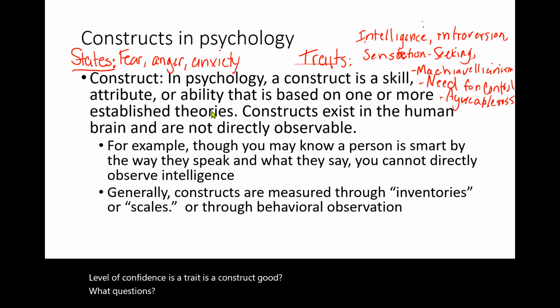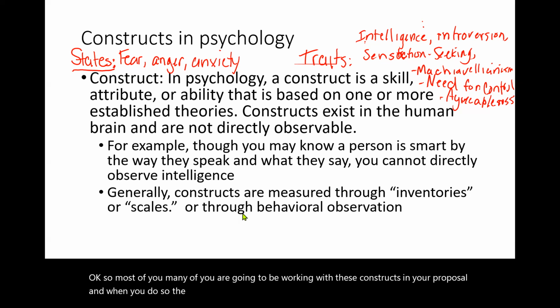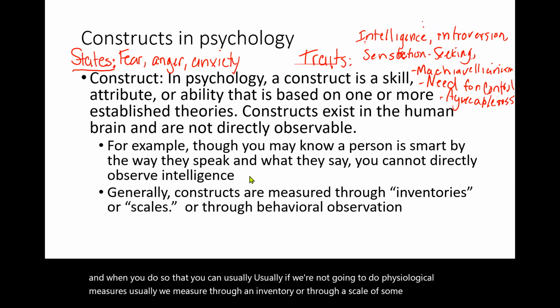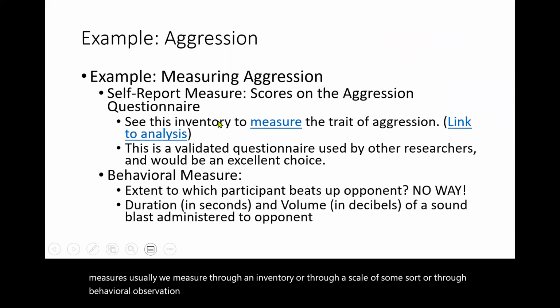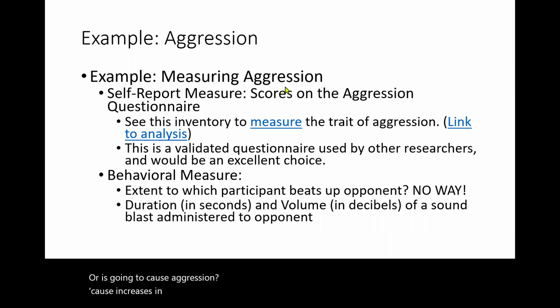Okay, so many of you are going to be working with these constructs in your proposal. And when you do so, if we're not going to do physiological measures, we usually measure through an inventory or a scale of some sort, or through behavioral observation. I'm going to give you an example. The example is aggression. Someone has a study of something that they think is going to either relate to aggression or cause increases in aggression, and how are they going to measure aggression? There are a couple of ways they can do it.